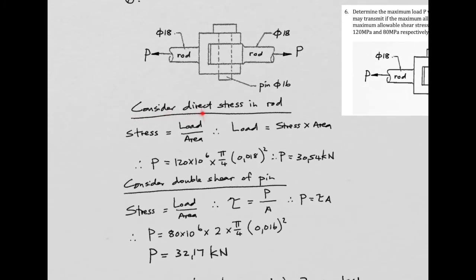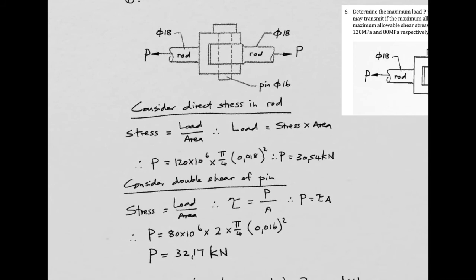So here's a heading. It says consider the direct stress in the rod, and that's here and here. Now we know by now that stress is load over area, so load is stress times area. So what load could we possibly have in the rod if we are not to exceed 120 megapascals? Bearing in mind that the cross-sectional area of the rod, being circular, is pi over 4 times 18 squared. So that solves out to be 30.54 kilonewtons. That's the most force we can have in this rod to set up a stress of 120 megapascals tensile. So that's one part done.